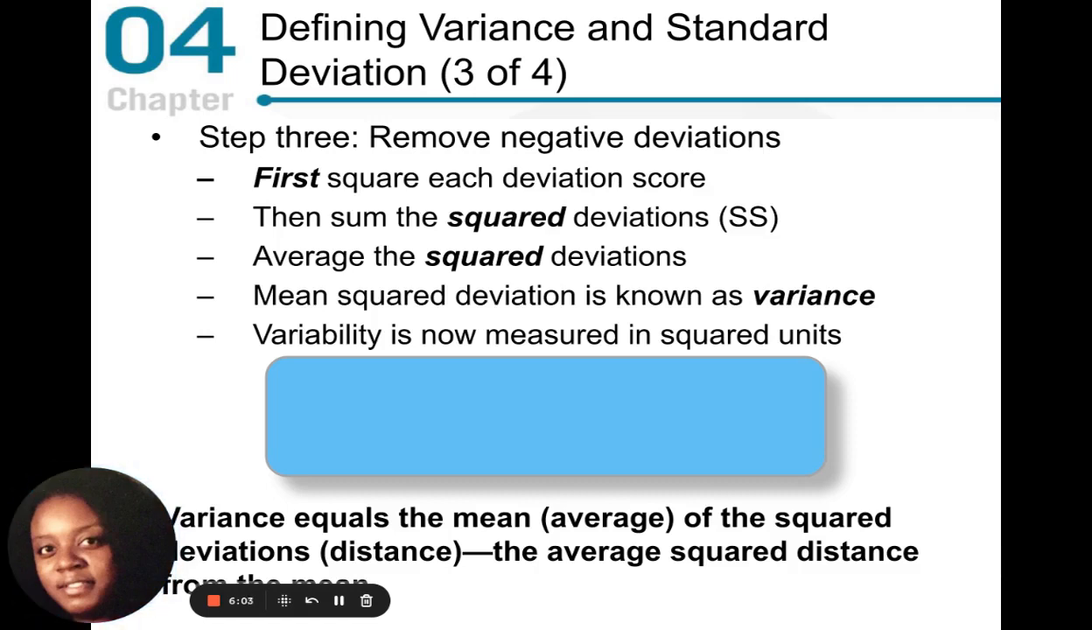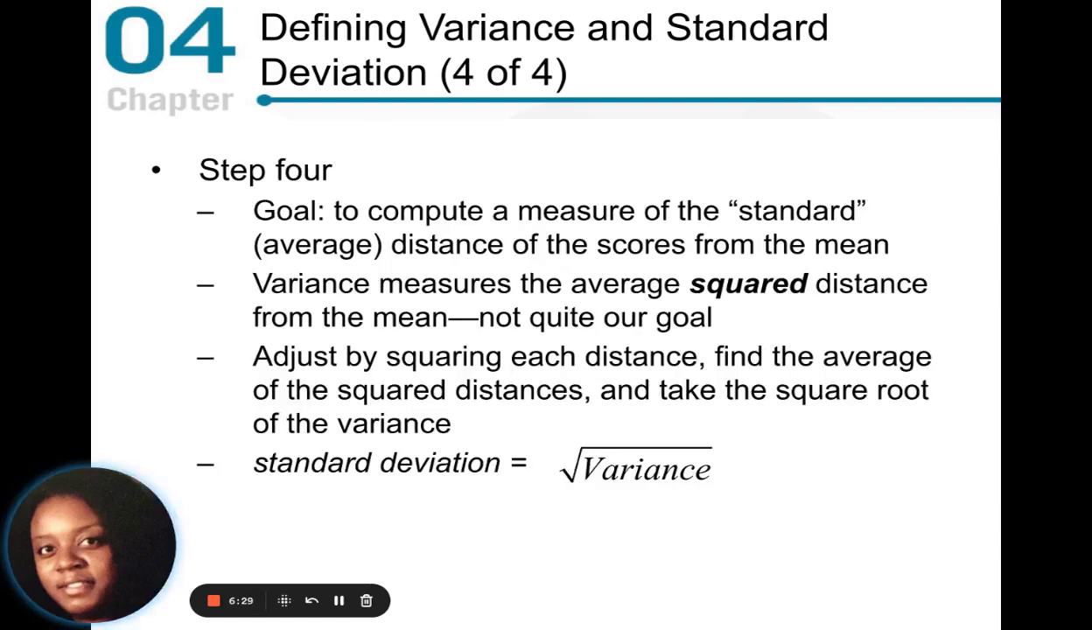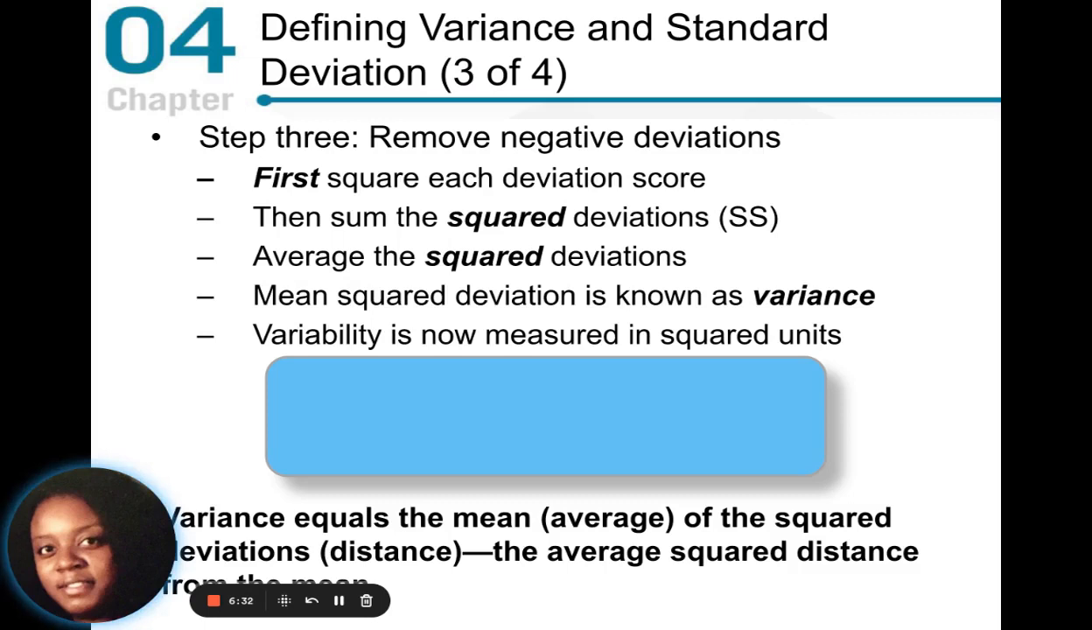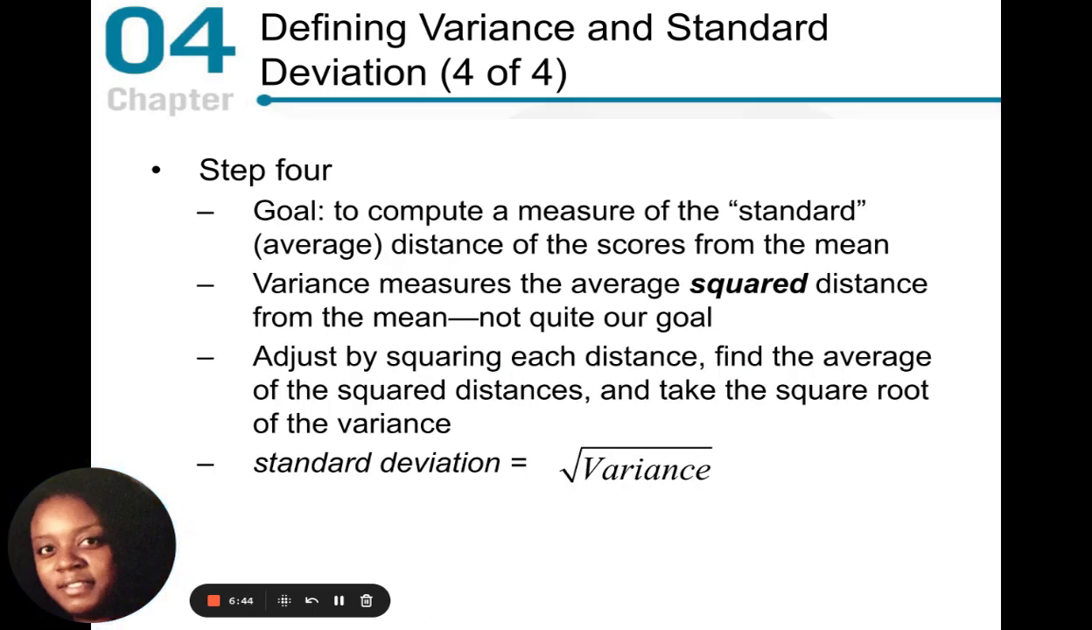The third step is to remove negative deviations. The way you can remove a negative deviation is to first square each deviation score, then sum the squared deviations, average those squared deviations, take the mean of those squared deviations, and that is what is known as the variance, and then your variability will be measured in square units. So our variance equals the mean of those squared deviations, which are the distance. And that average squared distance is what is happening from the mean.